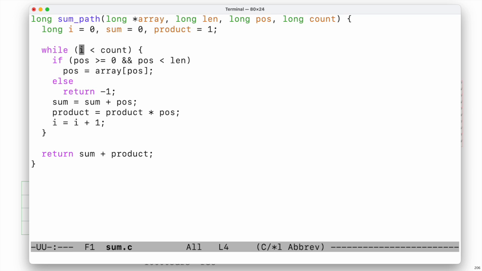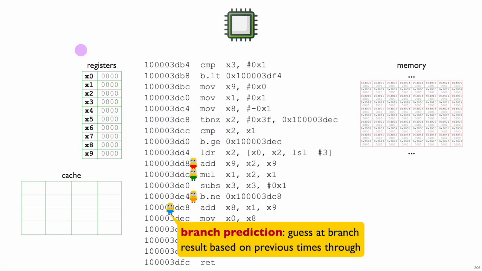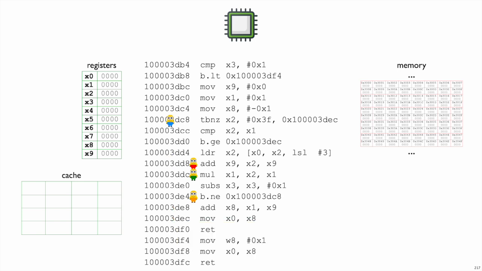And the thing about this test is count starts out at 1,000,000, and we gradually work our way down to 0. So if the processor guesses that we're going to continue the loop, it'll be right 999,999 times out of 1,000,000, which is a pretty good success rate. So the processor is going to learn this, and it's going to send that blue minion on around to the top of the loop so that it gets started on the next iteration of the loop.